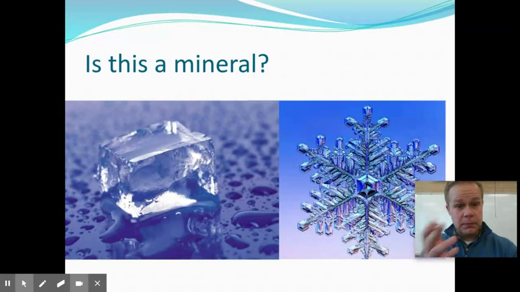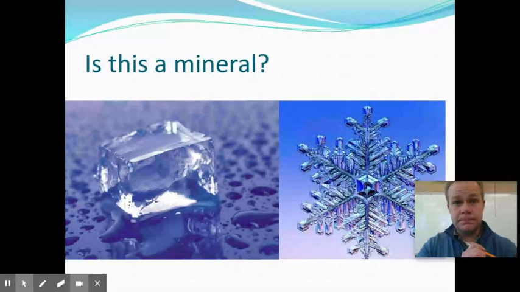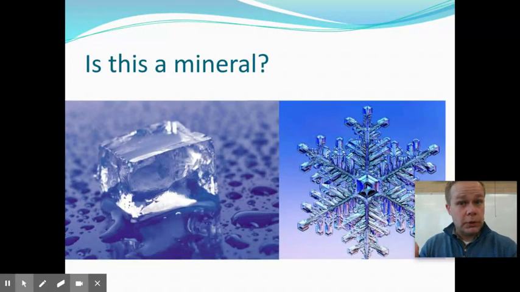Well, let's go through the things. Is ice natural? Is it naturally occurring? Sure. Yeah. Now, you can make ice in a freezer, but generally, you can find ice in nature, right? Like snowflakes or glaciers and things like that. Okay. Does ice have crystal structure? Absolutely. Look at that snowflake there on the right. See that crystal structure in there? Again, sometimes you can't see it, but it's definitely there.